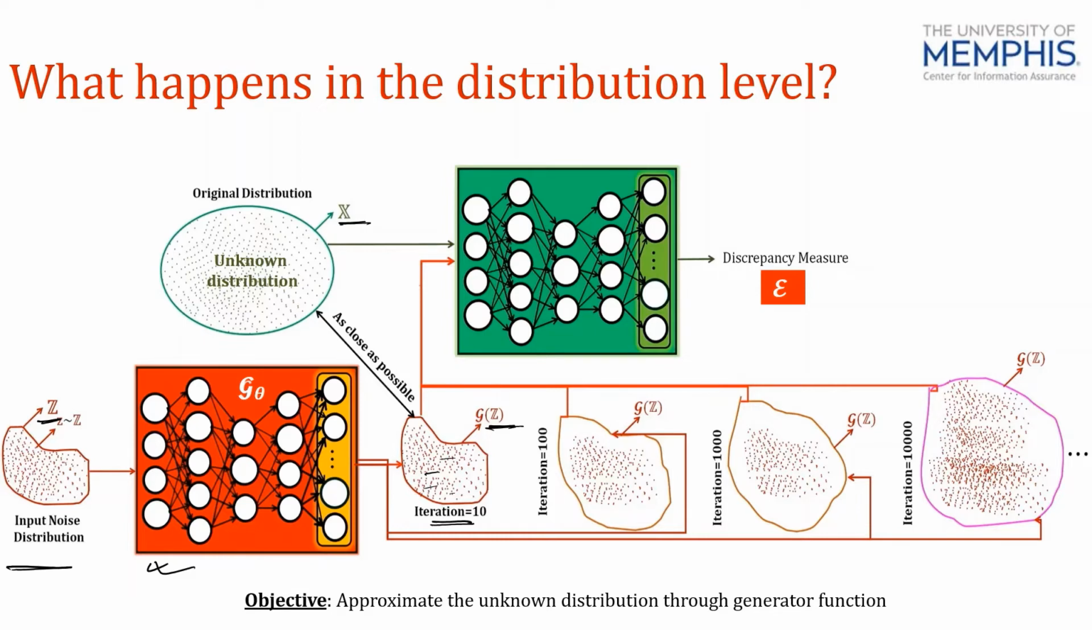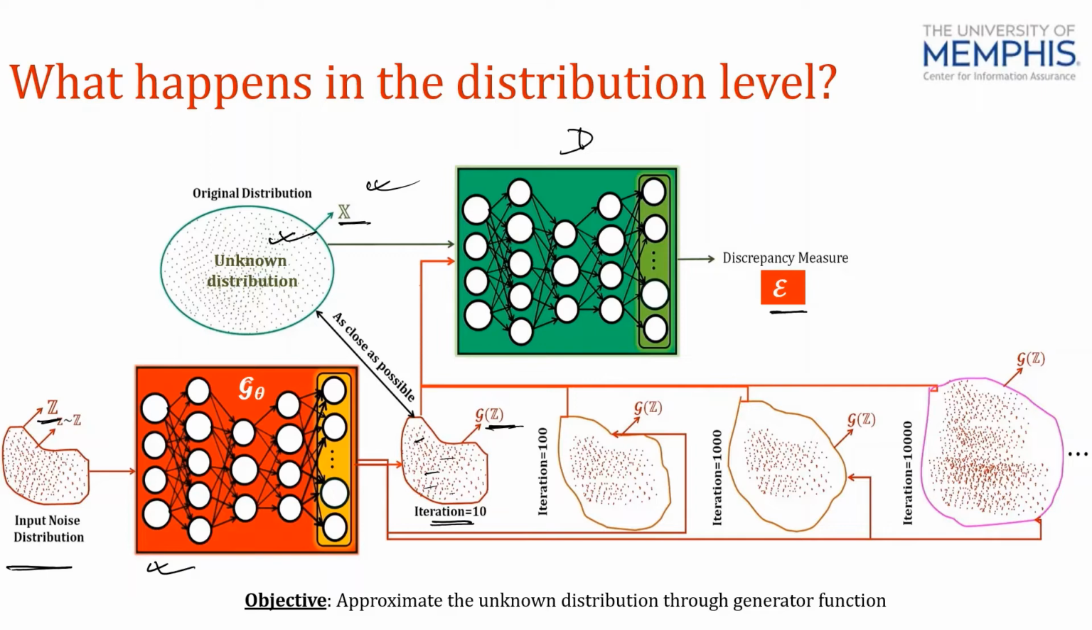Now, the shape of this GZ is pretty different from the shape of the original distribution. These samples, along with the samples from here, will be the input to the discriminator. This is the discriminator D. Now, the discriminator will compute the discrepancy, this epsilon.